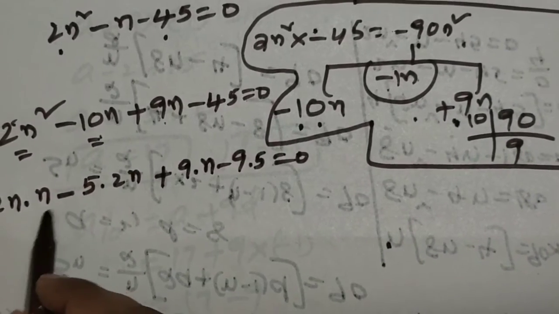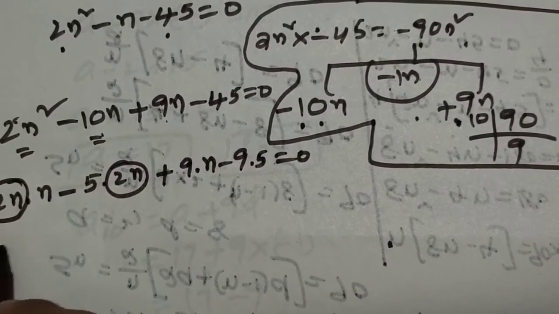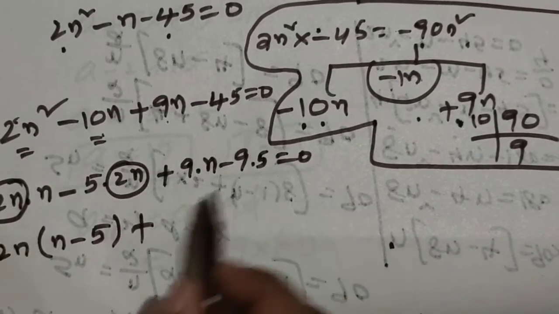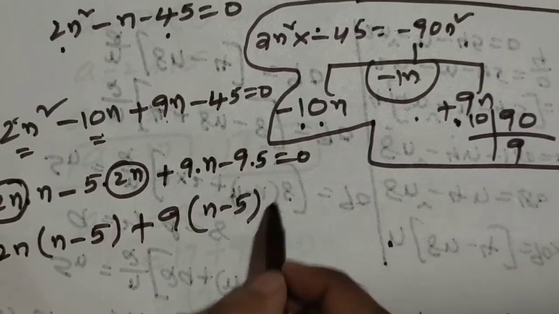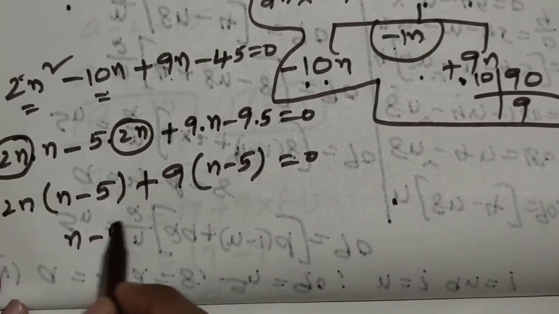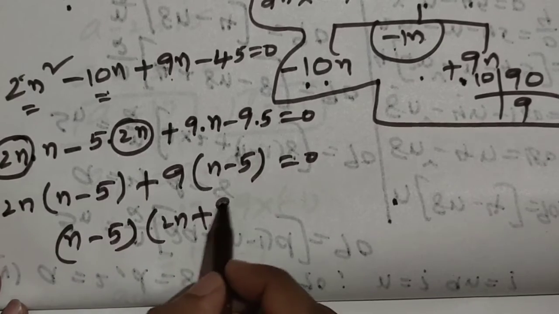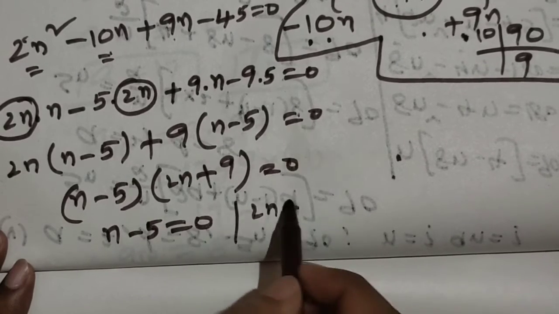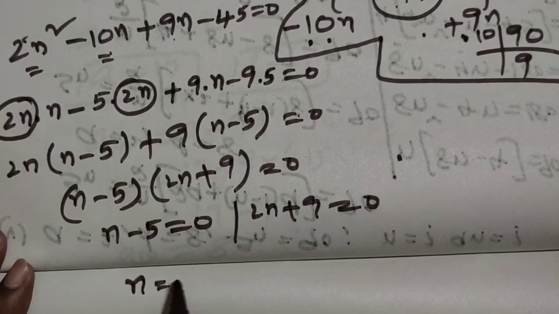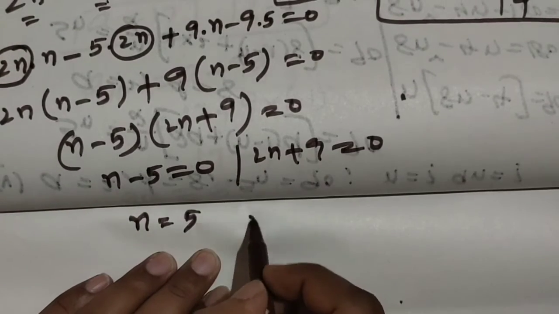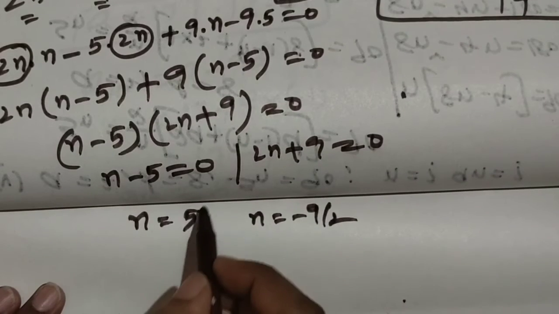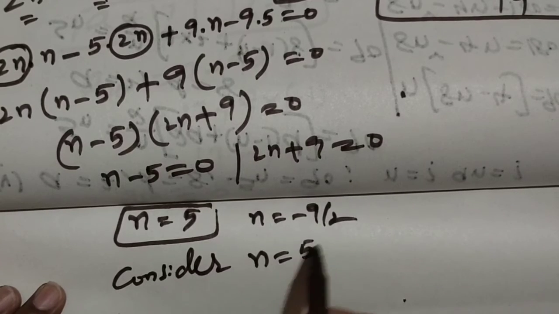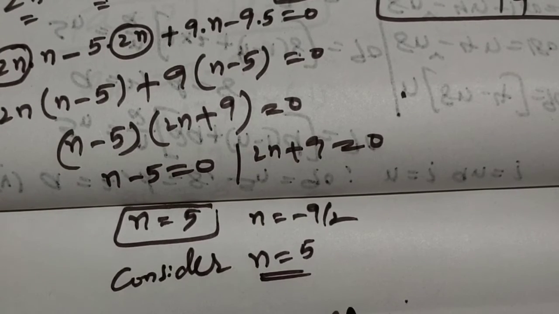Now from these two we can get the common 2n. 2n times of n minus 5, plus here again 9 common, 9 times of n minus 5. So altogether we get n minus 5 as a common: n minus 5 into 2n plus 9 equal to 0. Then n minus 5 equal to 0, 2n plus 9 is equal to 0. Then n is equal to 5, and n is equal to minus 9 by 2. So we have to consider only n is equal to 5, positive integers, as you know already.